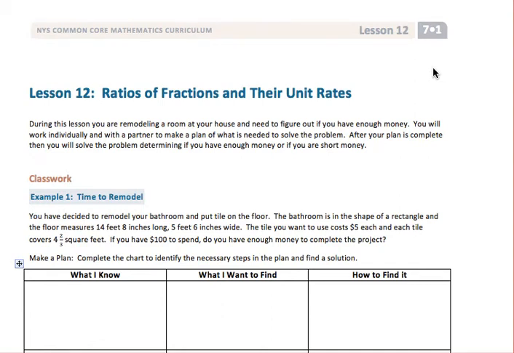In Lesson 12, we're going to continue using ratios of fractions and finding their unit rates. The classwork in Example 1 is an activity for you to do with a partner or a small group to plan how to solve the problem on remodeling your bathroom. So please spend some time after you've viewed the video planning that problem together and solving.